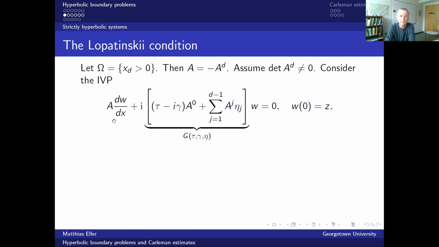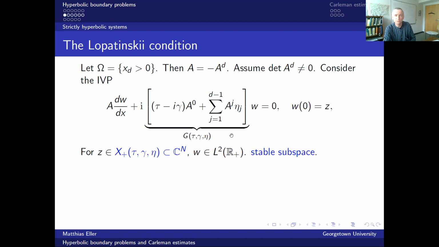Now I look at the following initial value problem for an ODE, where I take essentially the Fourier transform in all tangential variables and only keep the derivative in the normal space direction. So this is basically the A_d coefficient. I could also write d/dx_d. And I assume coefficients to be constant for now. This matrix for future reference I denote by G.